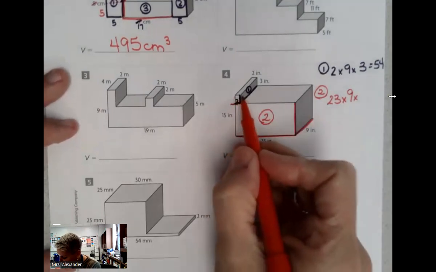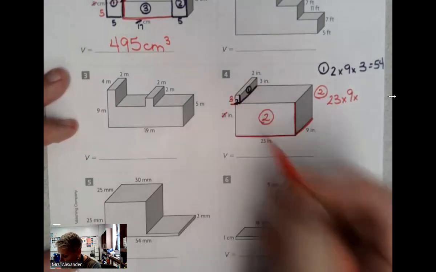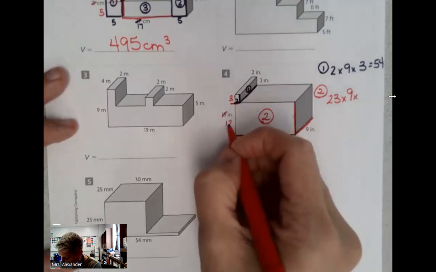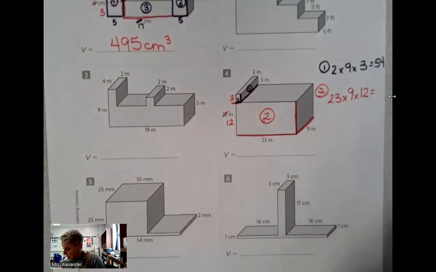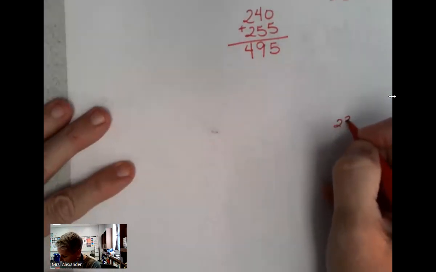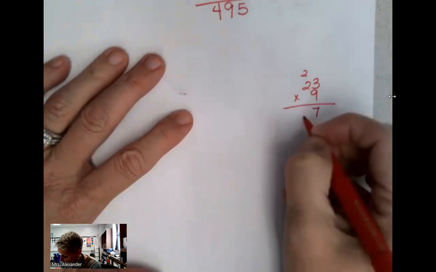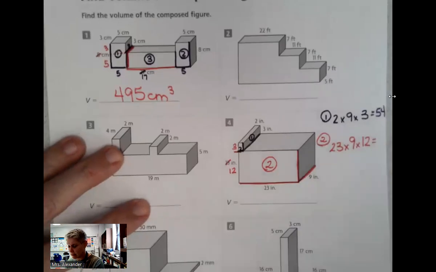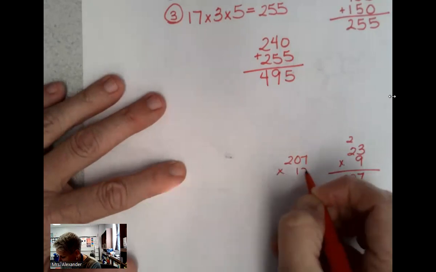So again, I'm going to look at parallel sides. I'm going to see that this 3 matches the parallel side. I'm going to take that 3 from the 15, and that leaves 12 inches. So I'm going to do 23 times 9 times 12. I think I'm going to use the back. 23 times 9, I'm going to do that work. 207. I'm going to now multiply that by 12. 207 times 12.